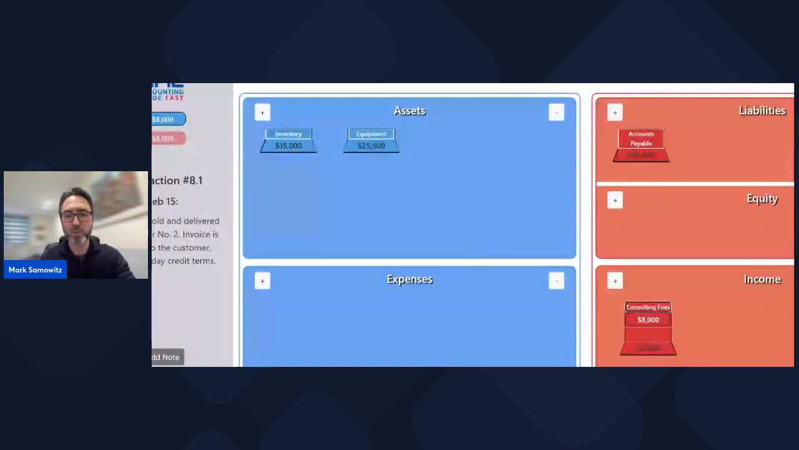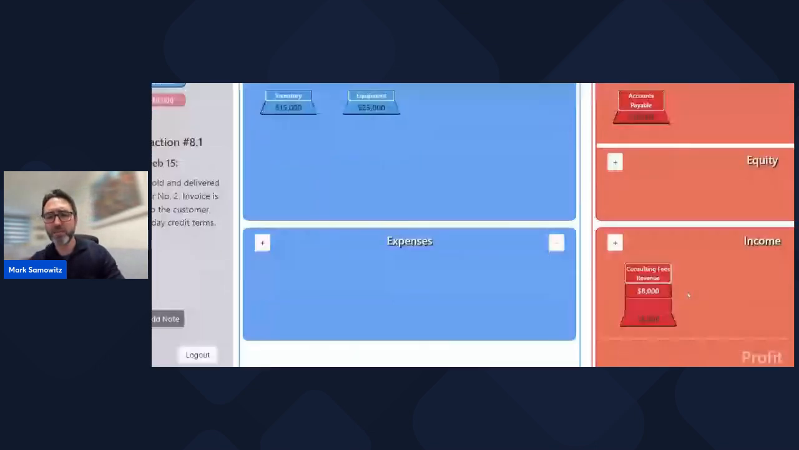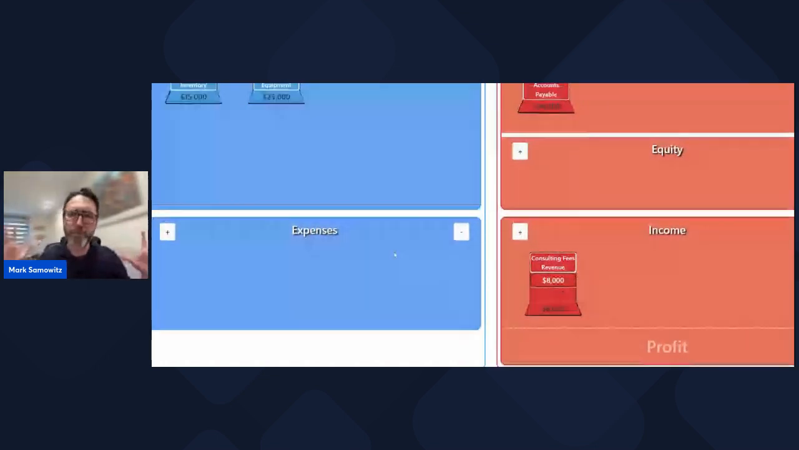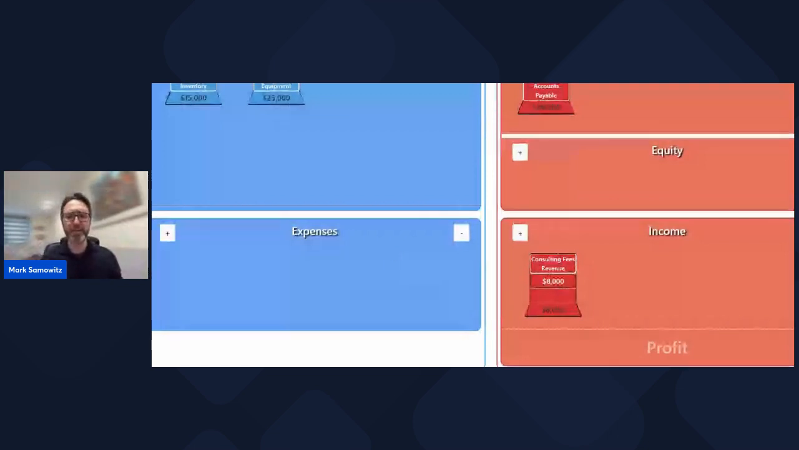Some companies would call it revenue. So we have earned income. We have no expenses. We've made a profit. But have we received the money? I just said we billed the company that we consulted to, but we didn't receive any money.